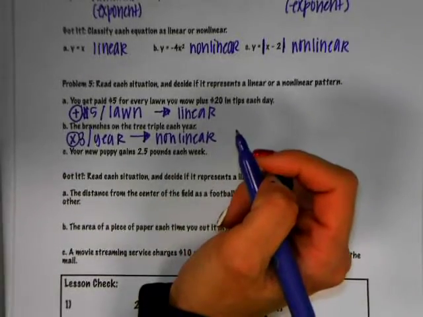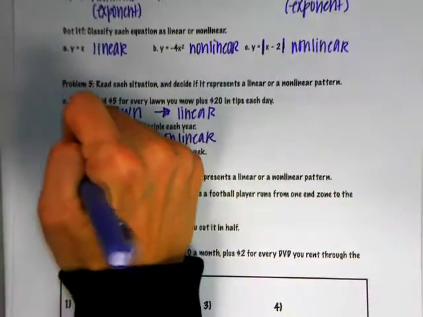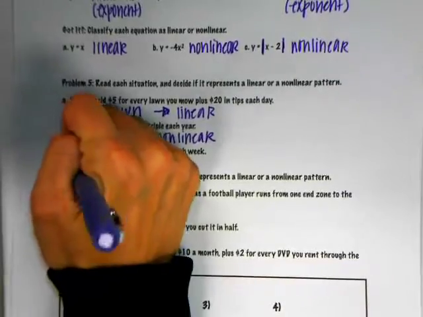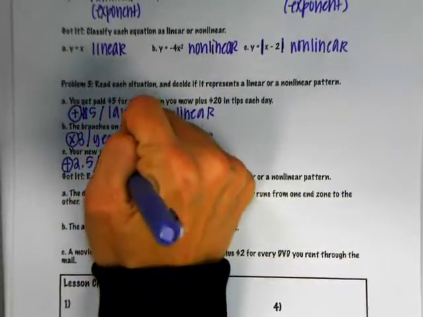Your new puppy gains 2.5 pounds each week. Yep, so it's plus 2.5 each week. So that's going to be linear.